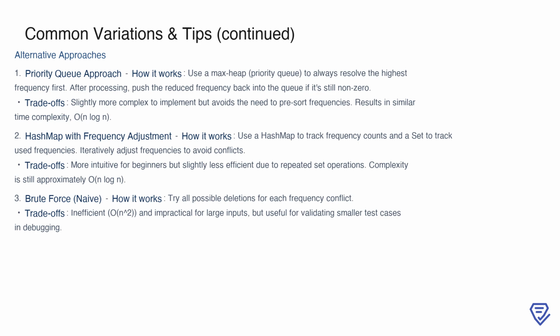Another method involves using a hash map to track frequency counts and a set to record used frequencies. Here, you iteratively adjust the frequencies to avoid conflicts. This approach is intuitive and beginner-friendly but may involve additional overhead due to repeated set operations, maintaining a complexity of approximately O(n log n). Lastly, there's the brute force approach, where all possible deletions are tried for each conflict.